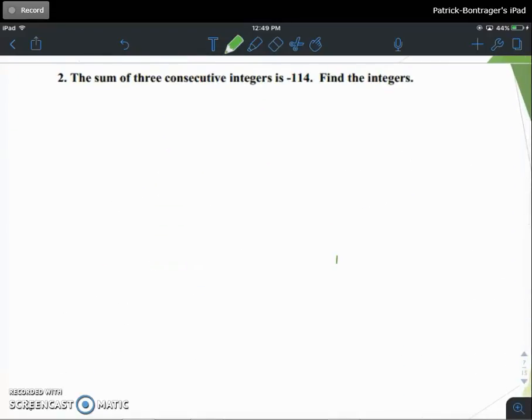The next one is the sum of three consecutive integers is negative 114. So I got my three blanks for being consecutive integers equals a negative 114. Again, I like to just label one. So let's just start with an integer, and let's just make it 3. The next consecutive integer will be 4, and then 5. Again, I don't know what the first integer is, so it's represented by x.